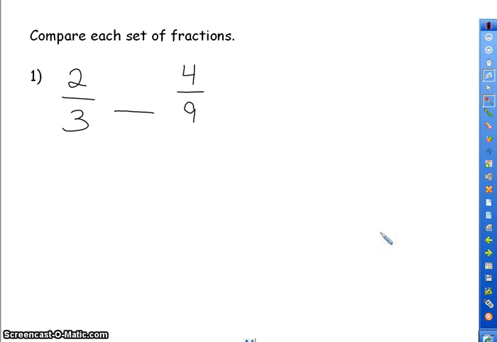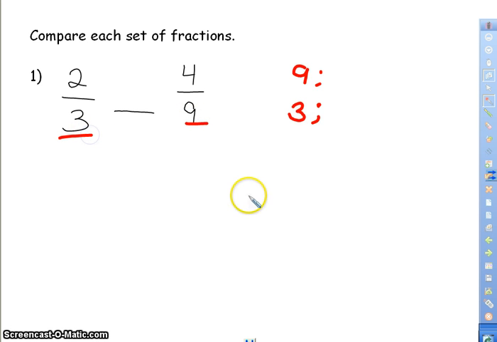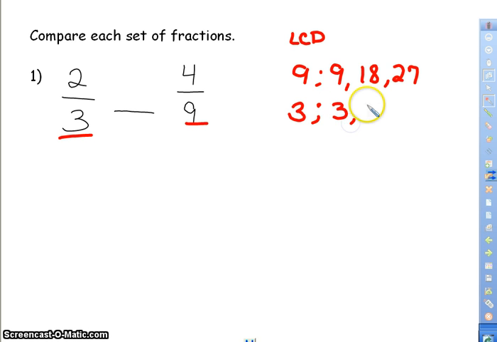So we're going to compare each set of fractions, and like I said, we're going to find the LCD of both 9 and 3 because those are our denominators. So for 9, I have 9 times 1, which is 9, 9 times 2 is 18, 9 times 3 is 27. Now I'll come down to my 3's. 3 times 1 is 3, 3 times 2 is 6, 3 times 3 is 9. So I can stop because I already see what my LCD is, and that would be 9.